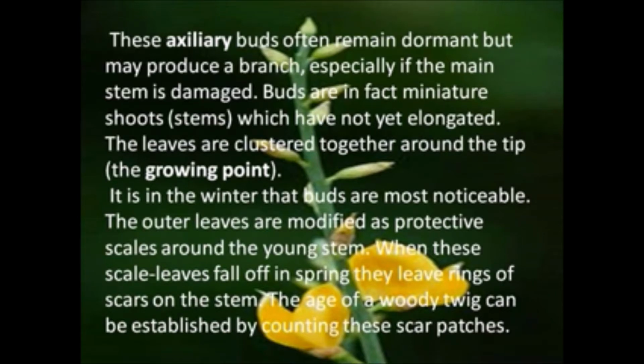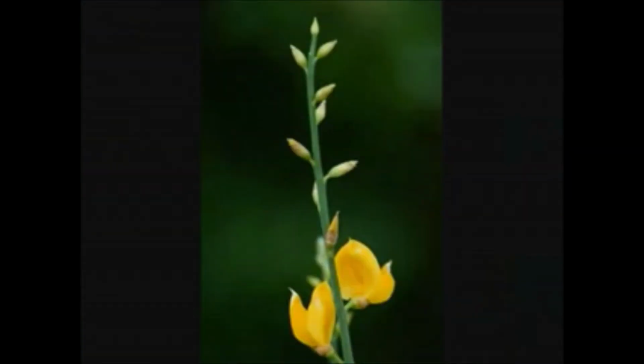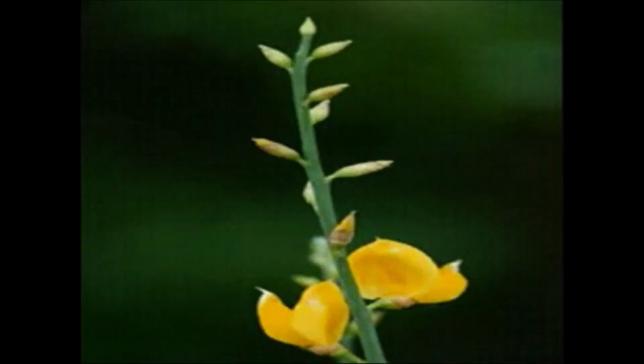Buds are in fact miniature shoots or stems which have not yet elongated. The leaves are clustered together around the tip, the growing point. It is in the winter that buds are most noticeable. The outer leaves are modified as protective scales around the young stem. When these scale leaves fall off in spring, they leave rings of scars on the stem. The age of a woody twig can be established by counting these scar patches.